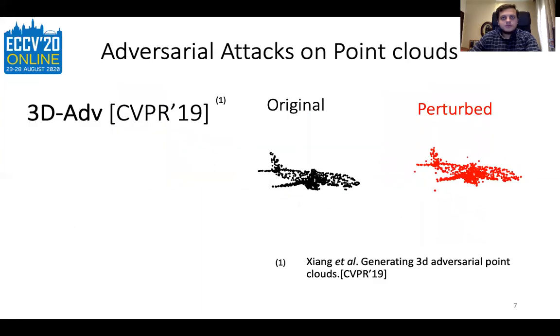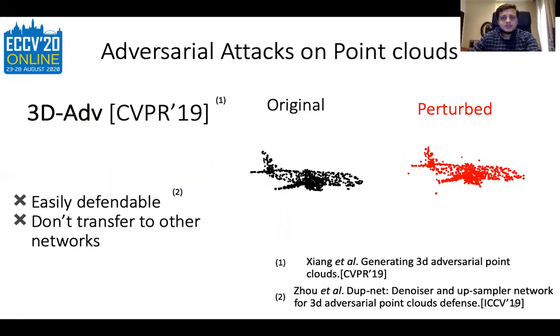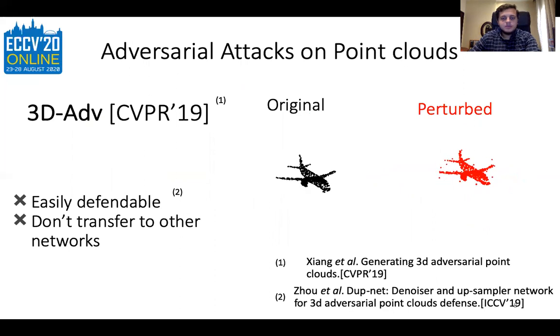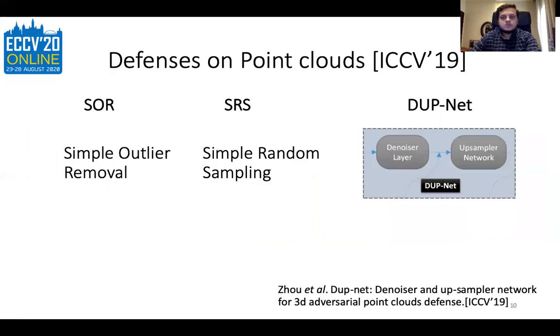3D deep models have also been shown to suffer from adversarial attacks, starting from this work by Xiang et al. from CVPR 19. But these attacks were shown later to be easily defendable, and they don't transfer to unseen 3D networks. Another work from CVPR 20 by Tsai et al. used the Cannon laws to create a smooth attack that can be 3D printed while remaining adversarial. But still, these attacks are specific to the victim networks and they don't transfer to other networks.